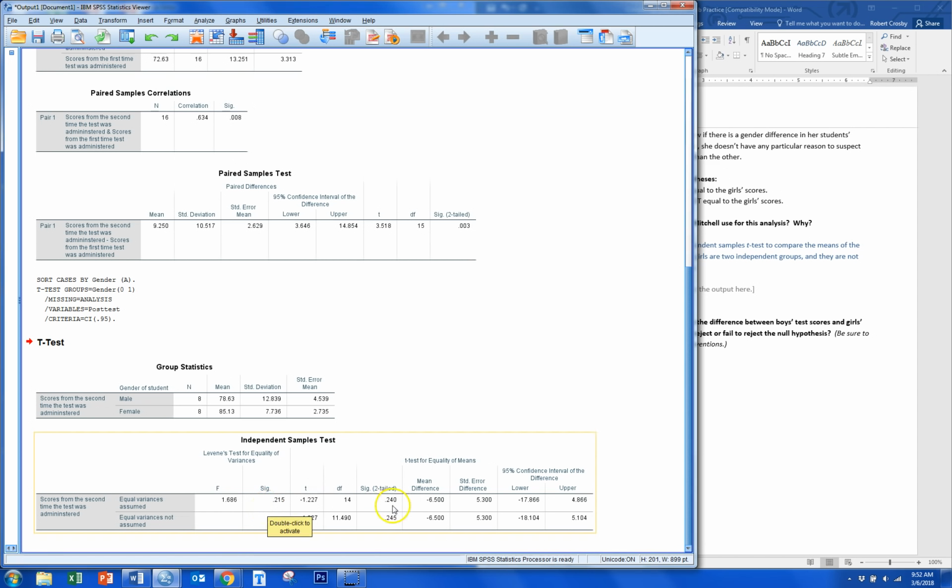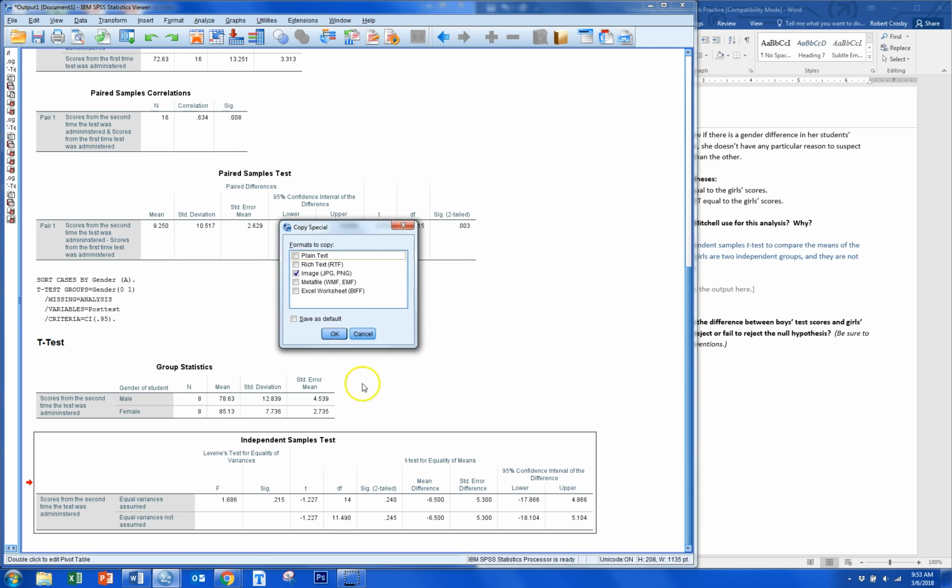When you interpret your t-test, you're interpreting the information over here, not over here, not Levene's test. That's just testing an assumption. We're moving past that. The assumption is supported, and we're going to interpret the p-value over on this side. So don't get mixed up.